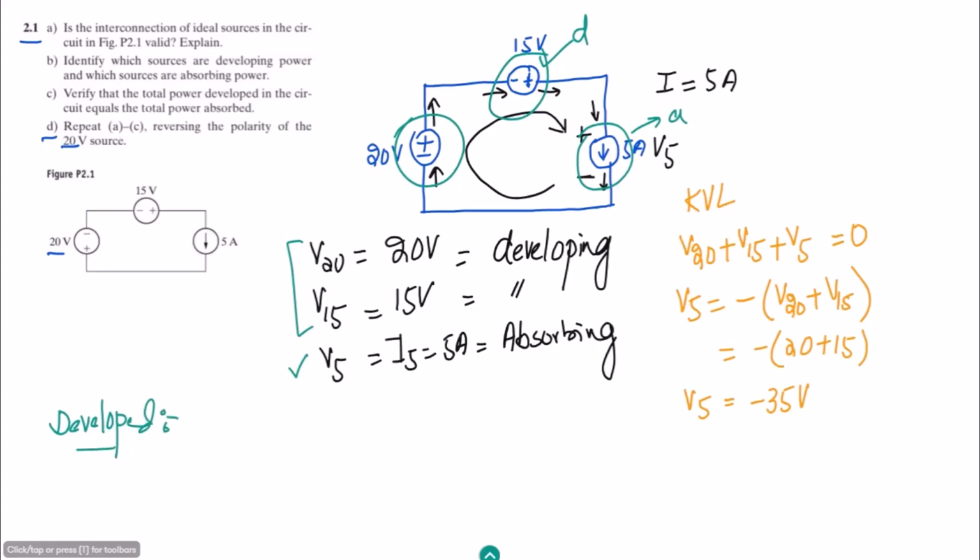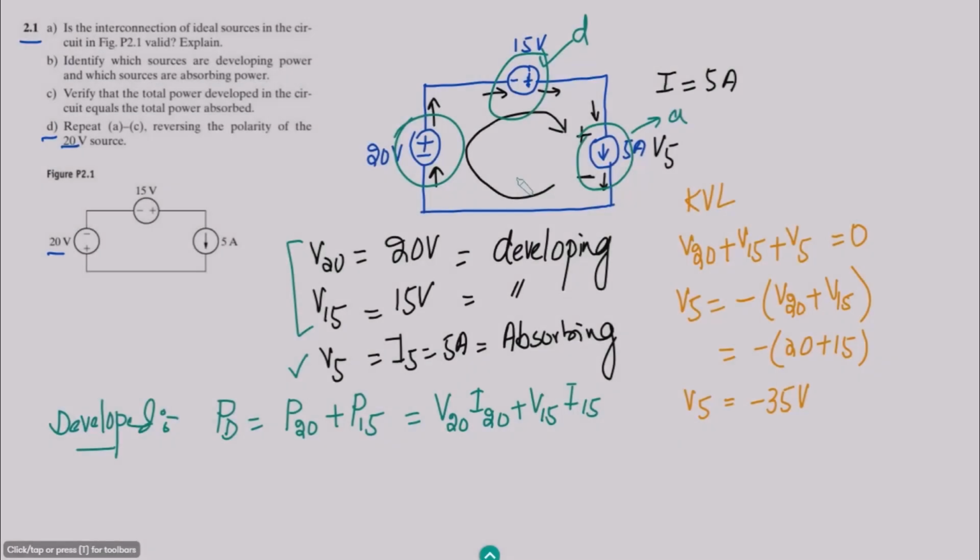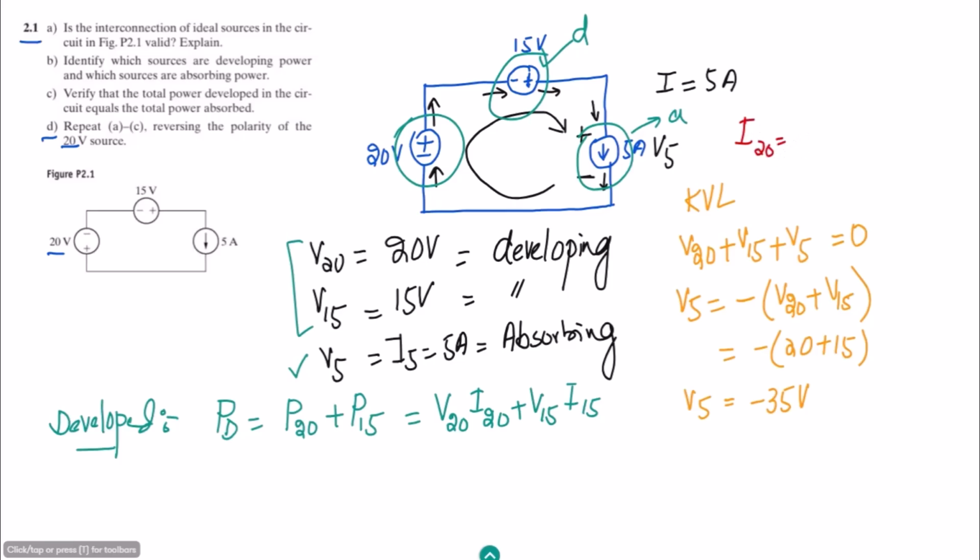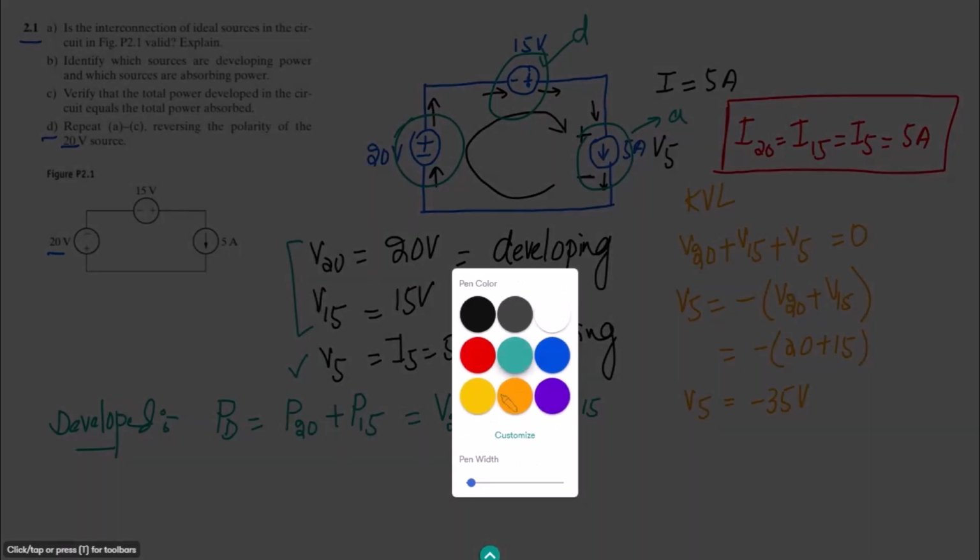The developed power, PD, is the summation of the power by the 20 volts and the 15 volts: V20 times I20 plus V15 times I15. It is understood that in this series circuit I20 is equal to I15, and that is equal to I5 as well, which is 5 amperes. You have to keep it in your mind. So let me put the values here.